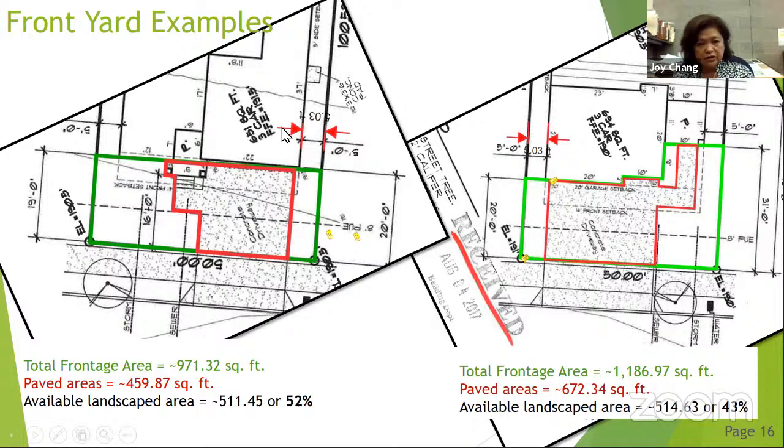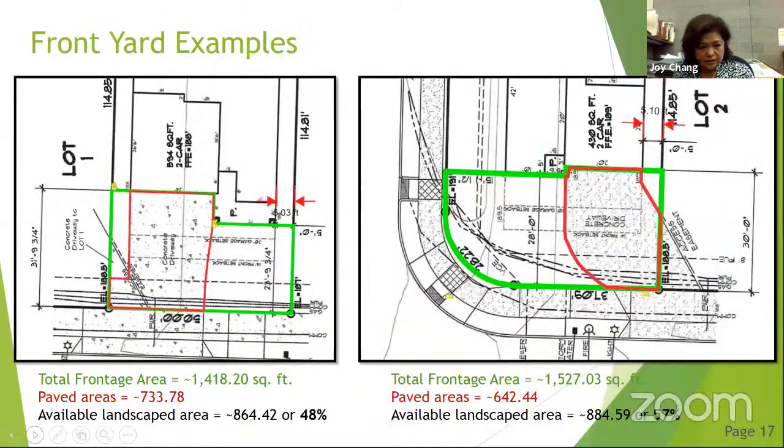The image on the left here is a 3-car garage, but it's a tandem 3-car, so it is only a 2-car garage here, while the one on the right is a true 3-car garage that you guys have all seen an image of. The second, these examples identify 48% of available landscaped area. And the one to the right is a corner lot, and we're showing 50% available landscape area.